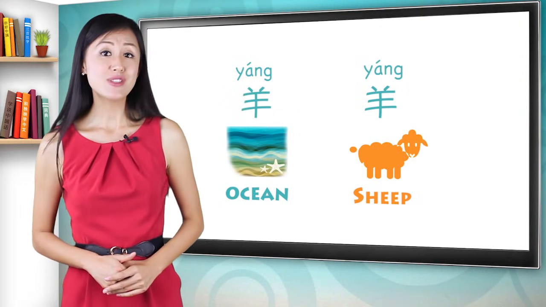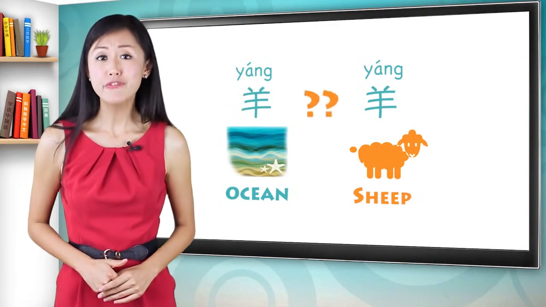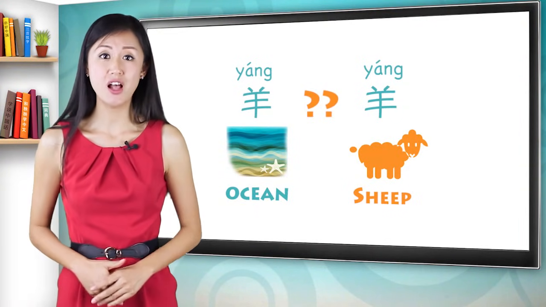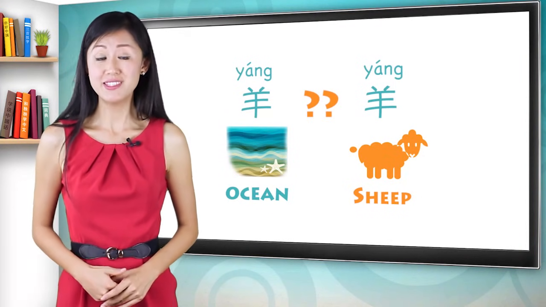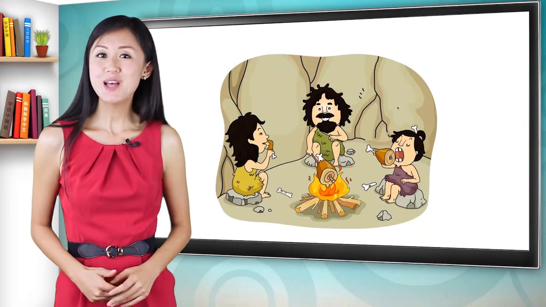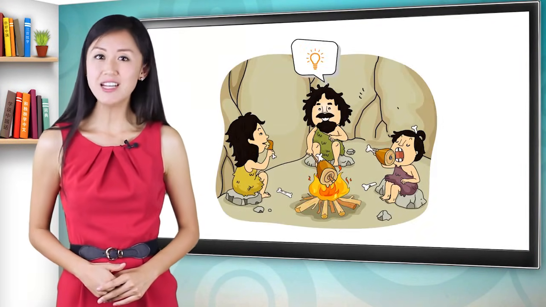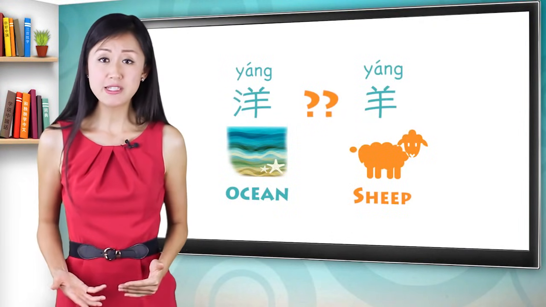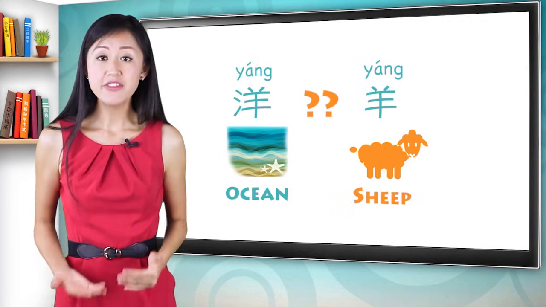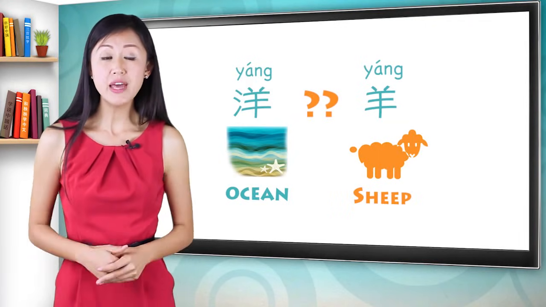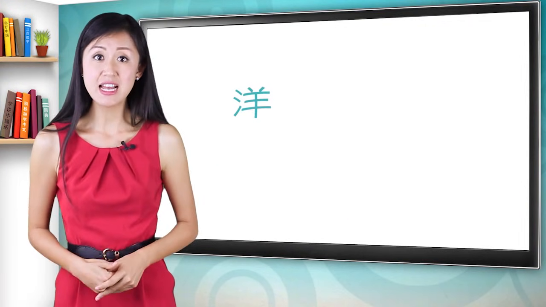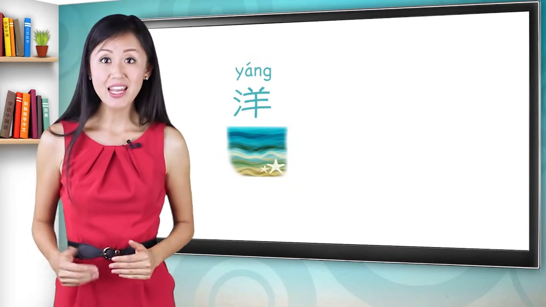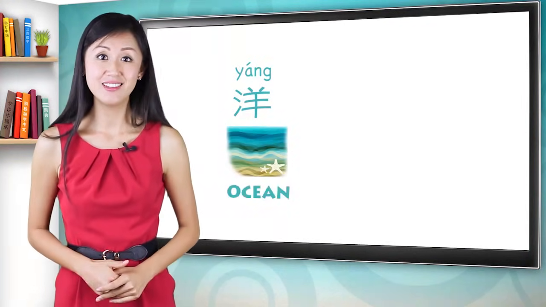Everybody thought that was an interesting idea, but might be too confusing. After all, how do you distinguish two different concepts that are represented by the same character? So somebody else came up with a great compromise. Why don't we just put a few drops of water beside the character for sheep? That way, everybody would know that this is a character pronounced as yang and it relates to water. That way, it has to mean ocean then.